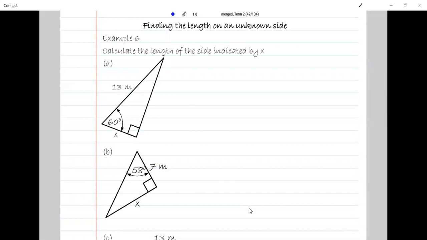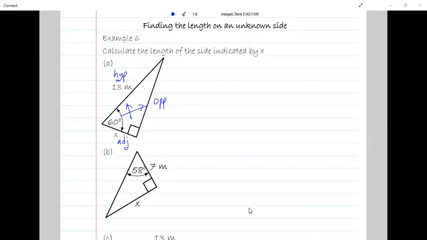So example 6, it says calculate the length of the side indicated by x. So we need to find x. Now, the first thing I would do is identify the sides which are involved in the question. The side in front of the right angle is the hypotenuse. The side in front of the angle is opposite. And so the other side is the adjacent side. So here I can see the two sides which are involved in this question are the hypotenuse, which is 13, and the adjacent side, which is x.